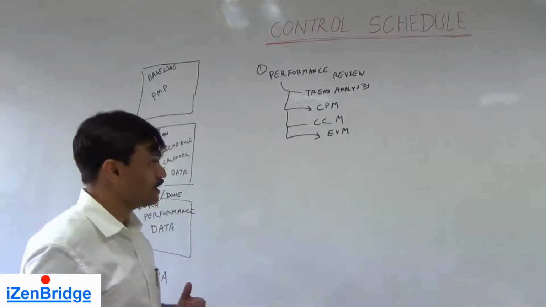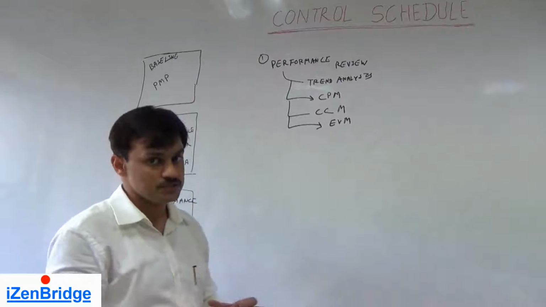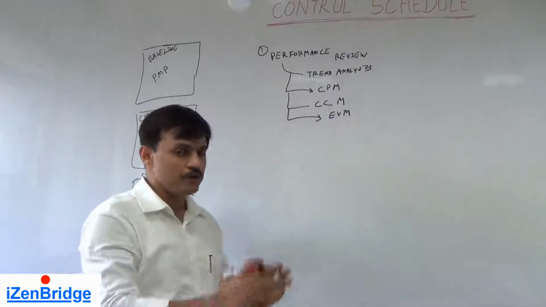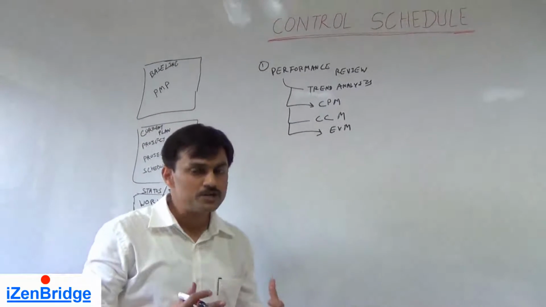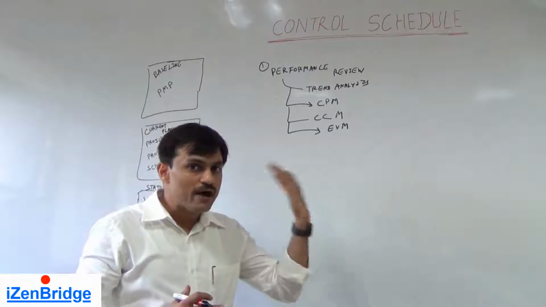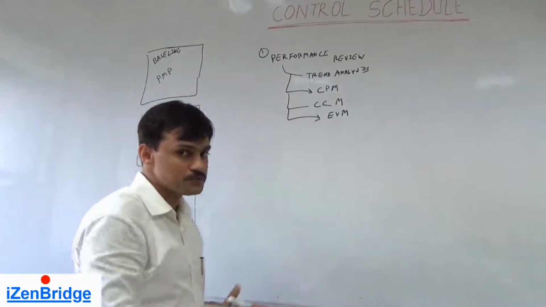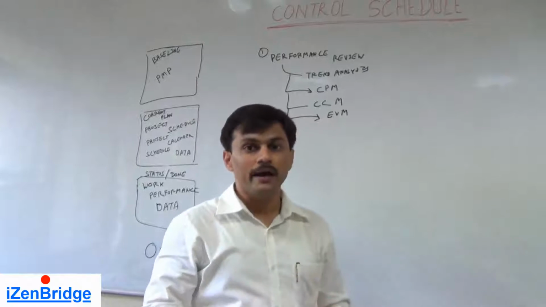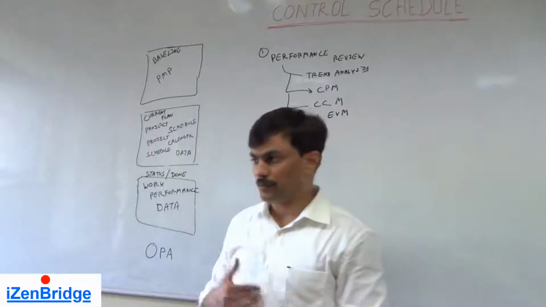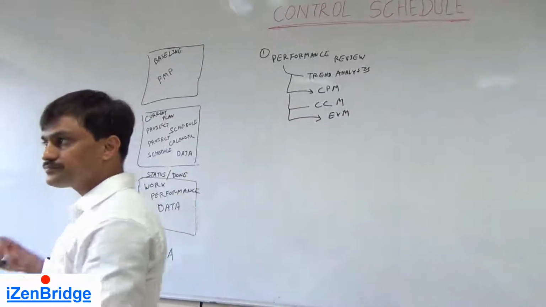And earned value management is a tool which helps us in monitoring schedule performance by way of schedule performance information and schedule variance calculation, and that also helps us in projecting the schedule and the schedule performance in the near future.